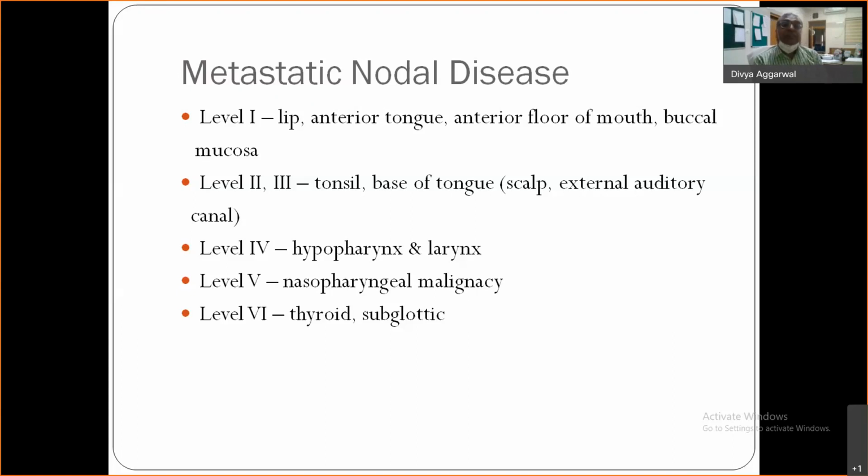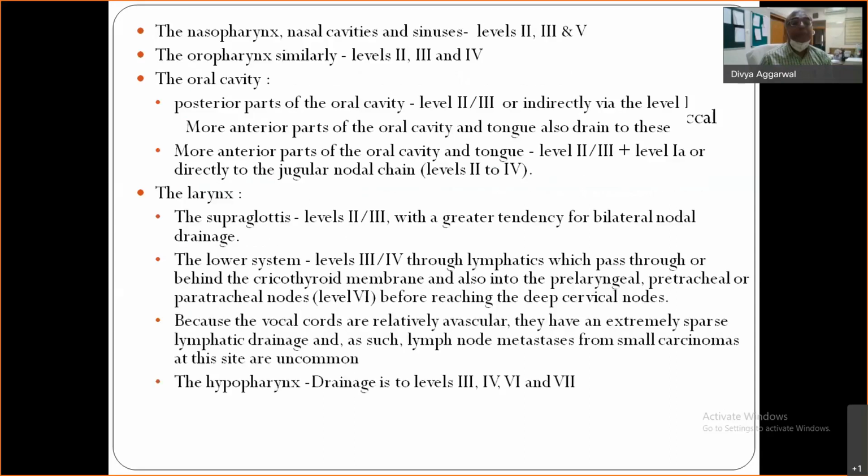by the lip, the anterior tongue, the anterior floor of mouth, and the buccal mucosa. Level 2 and 3 drain the tonsil and the base of the tongue. Level 4 drains the hypopharynx and the larynx. Level 5, the nasopharynx, and level 6 is the thyroid and the subglottis. So as you see, as the organ goes down, the levels also go down. Just for the sake of remembrance, you may figure it out mentally in this manner.